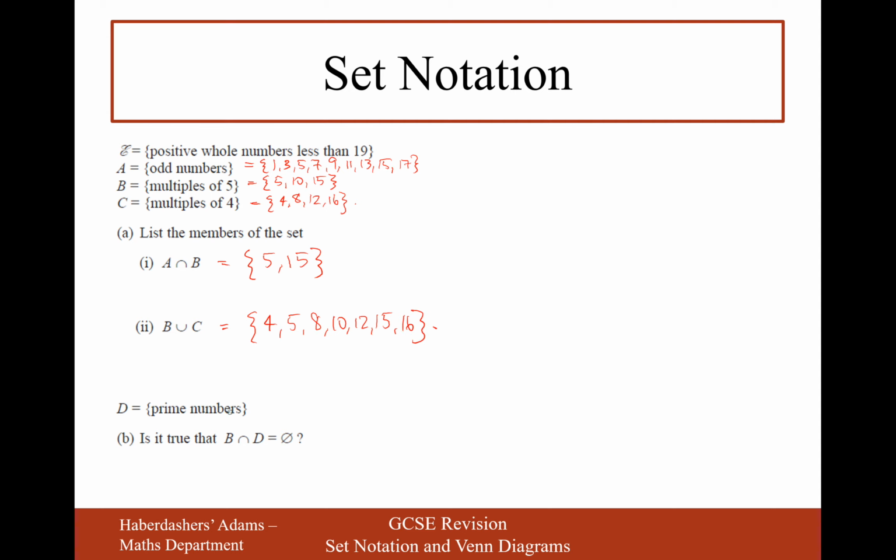D here is a prime number. Is it true that B intersection D is equal to the null set? Or in other words, is there nothing in common? Well, no. 5 is a prime number, and 5 is in the set B, so 5 is a member of both sets. So the set is not empty.